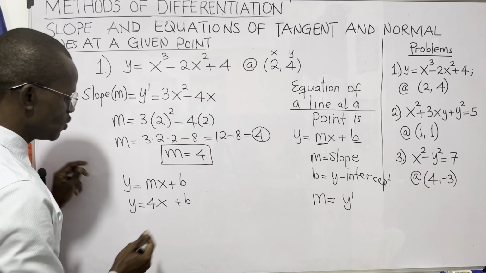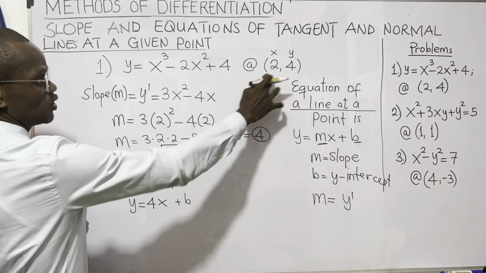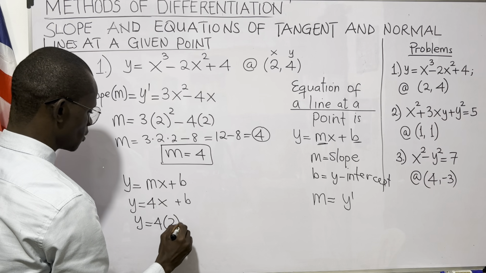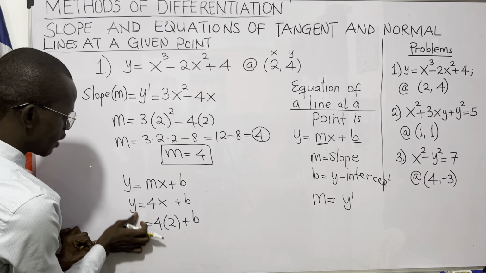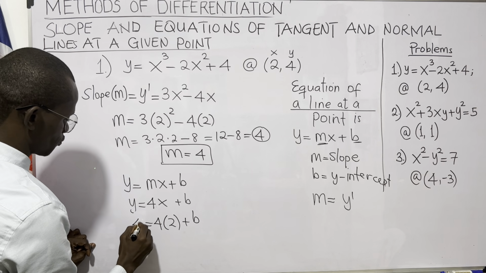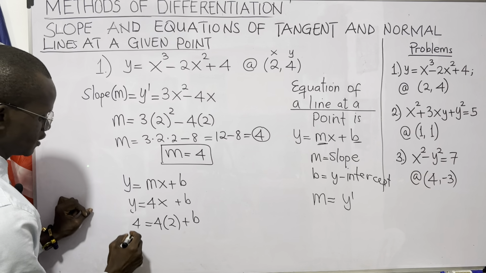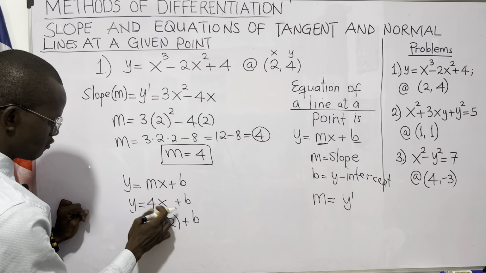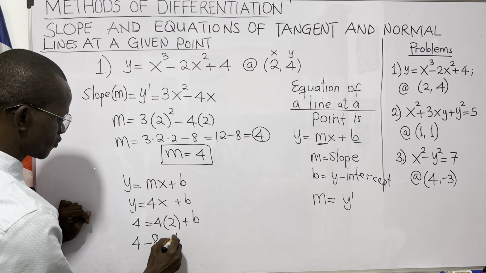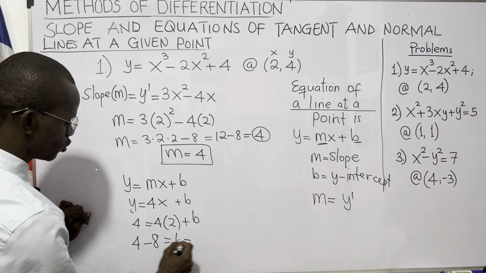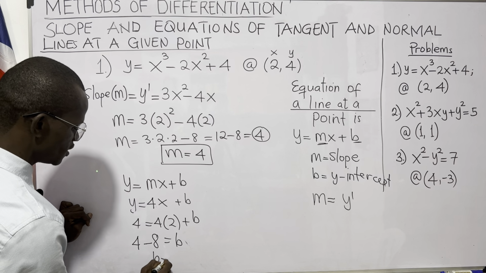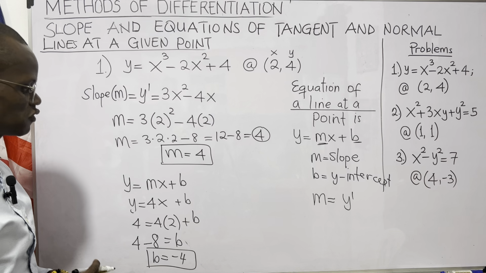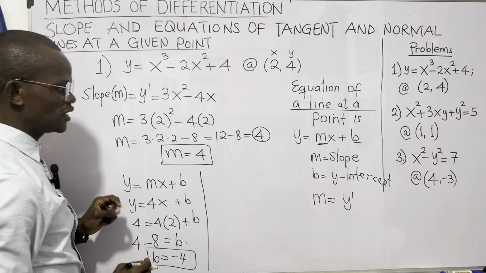In order to find this b, we must replace the value of x, because we already know that x is equal to 2. So we say y is equal to 4 times 2 plus b. But what is this y? This y is 4. Now we can simplify. 4 times 2 is 8. If we send it across, it becomes minus 8. So b will just be equal to minus 4.